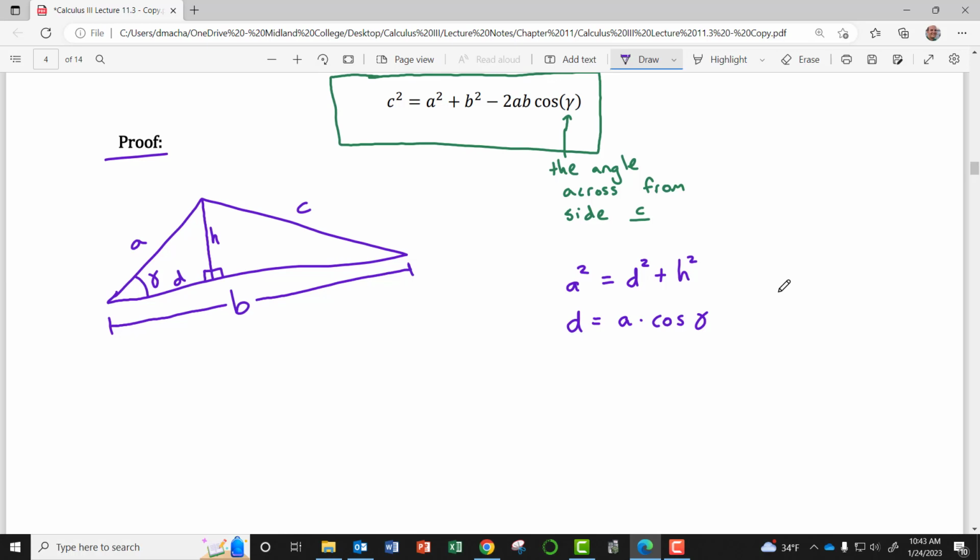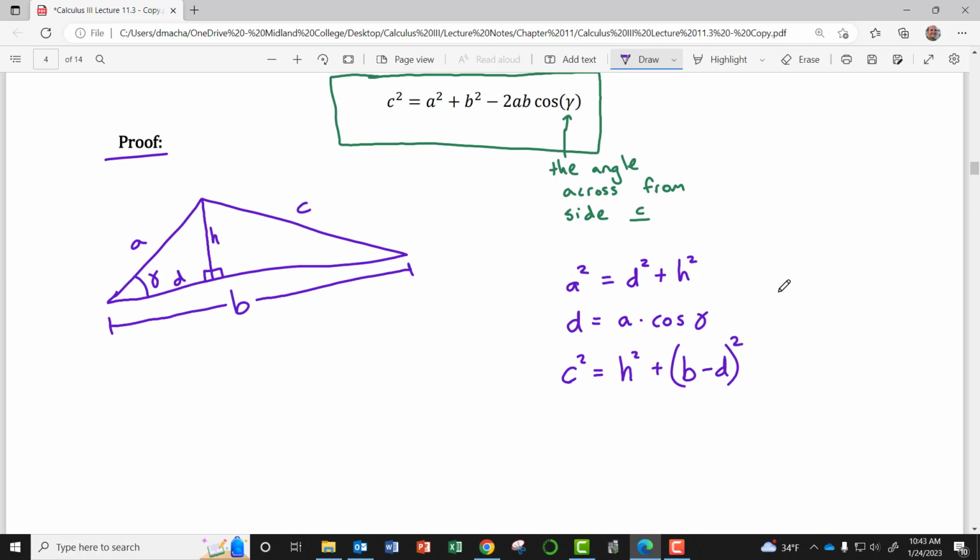Now, what about the side length c? I can use the Pythagorean theorem here to state that c squared is going to be equal to h squared plus, well, what is this side length of the right triangle on the right side? That's going to be the length of b minus d, all squared.